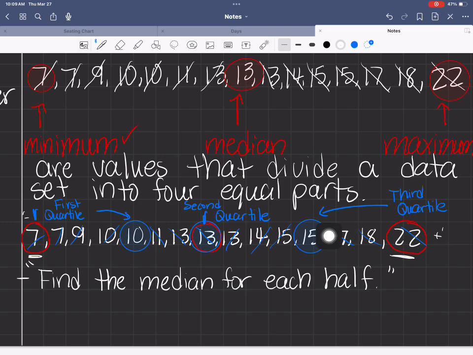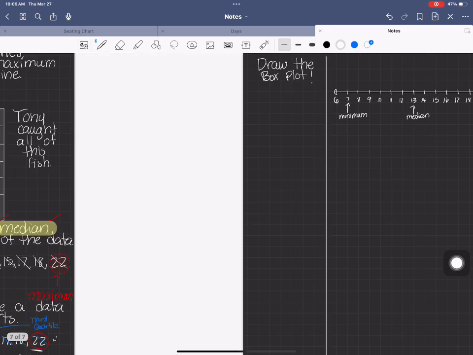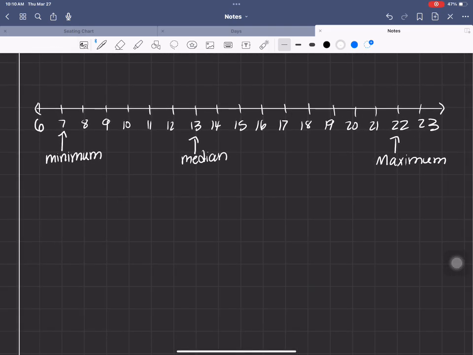Now I have to label my first quartile, second quartile, and the third quartile. So I'm going to do that again. My first quartile was 10, my second was 13, and then my third was 15. Hopefully you're following along just fine. Just make sure to pause if I'm going too fast, which I think I probably am.